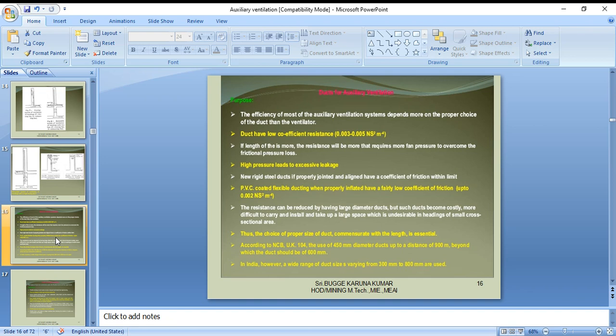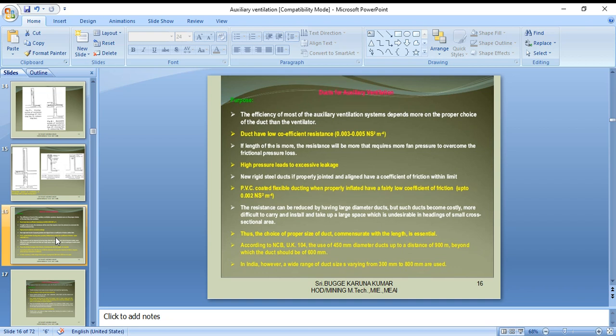The resistance can be reduced by having large diameter ducts, but such ducts become costly, more difficult to carry and install, and take up a large space, which is undesirable in headings of small cross-sectional area. So this is also one advantage of the PVC coated one. Thus the choice of a proper size of duct, consistent with the length, is essential.